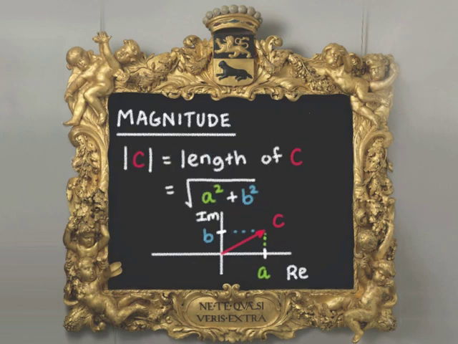The magnitude of the complex number c is the length of the vector c in the complex plane. So that's easy enough to find. We simply find the square root of a squared plus b squared. Note that our symbol for the magnitude of a complex number is to put bars around the complex number.